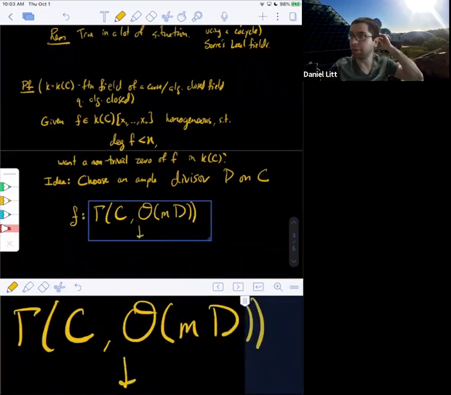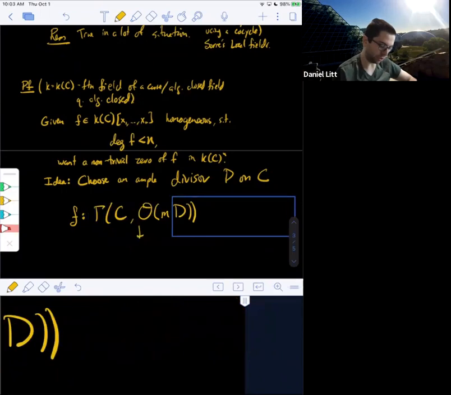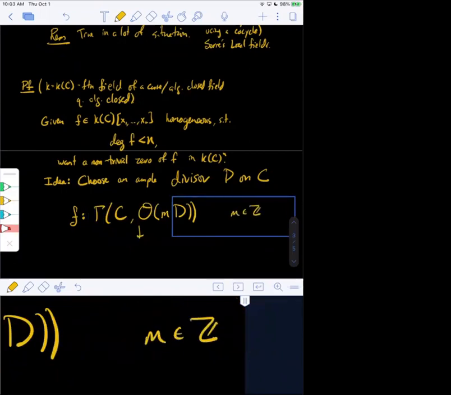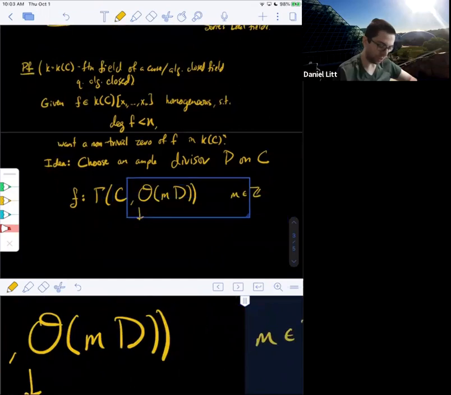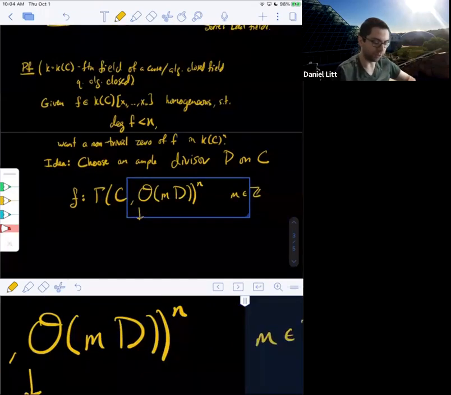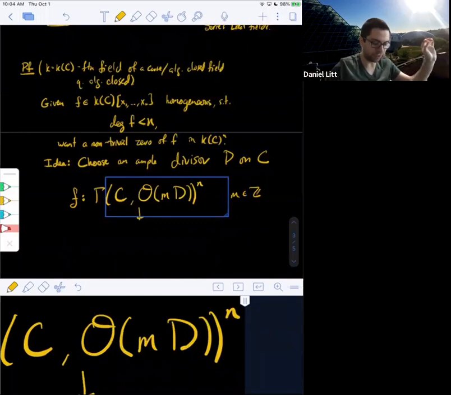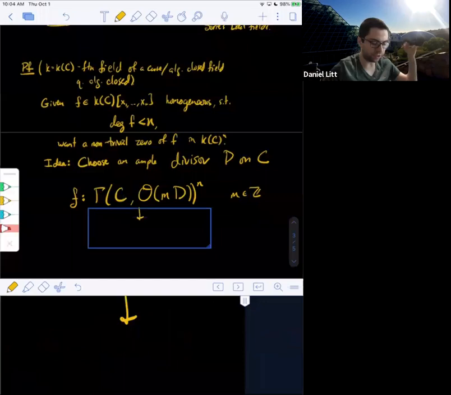All right, so can anyone tell me where this lands? What was this, global sections of C with coefficients in O(MD)? It's rational functions on C with poles bounded by M times D, where M is some integer. And it should be a function on this to the n, meaning I plug in for each of these xi's a rational function on C with bounded poles. So where does f send such an n-tuple?